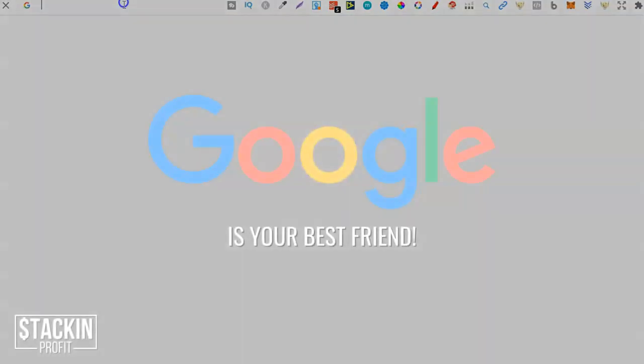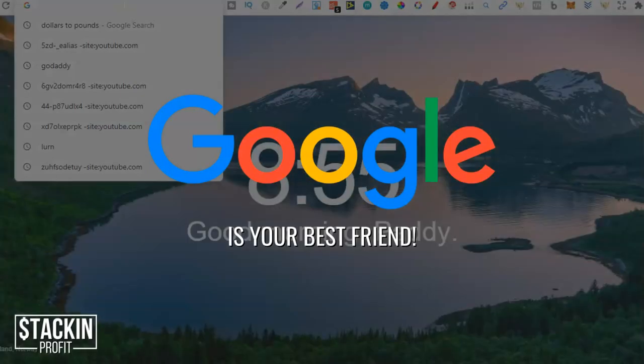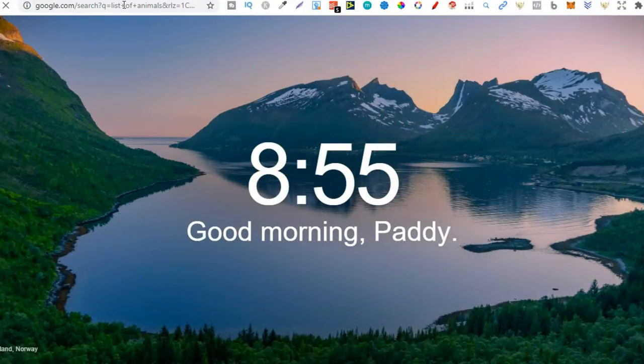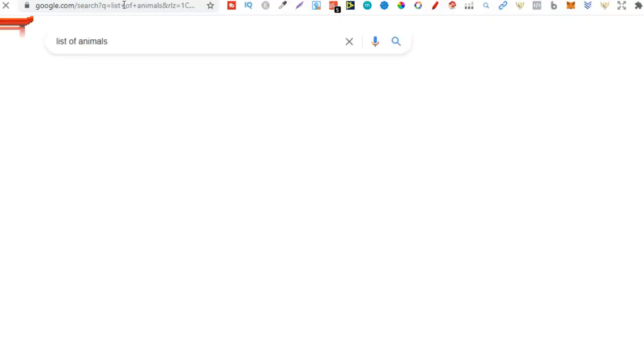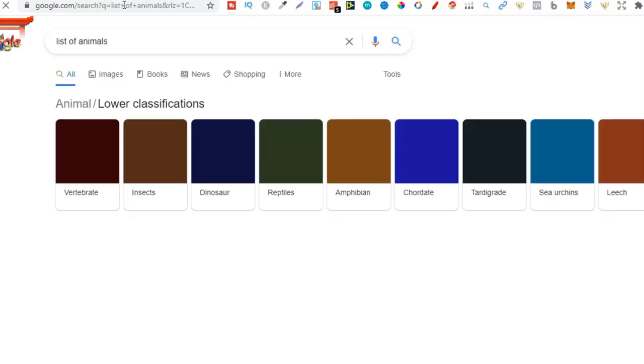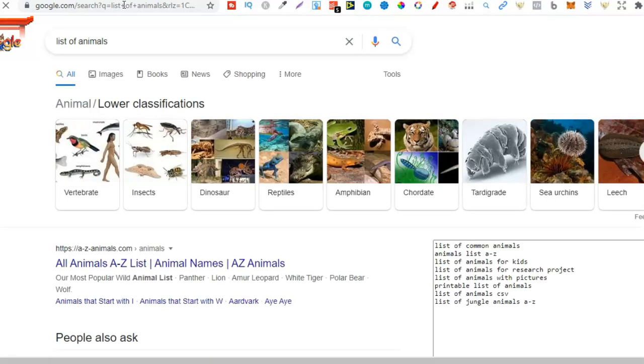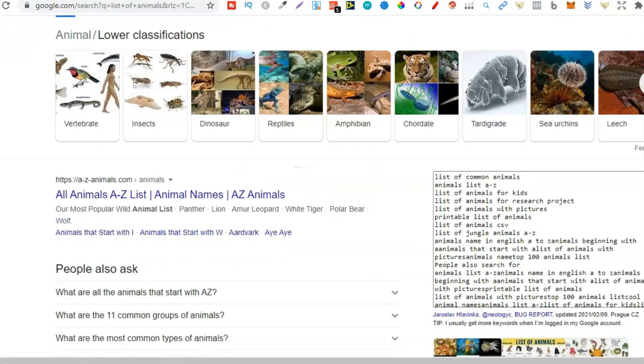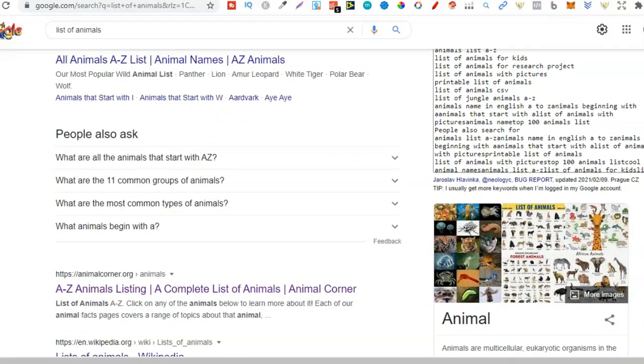We can use Google. Let's type in list of animals. This is going to pull up lots of different websites where people have already put this information together. We can go through, find these lists, and then see if there's demand over on Amazon. Right here we have insects, dinosaurs, reptiles, amphibians, sea urchins, leeches, and so many different types of animals, because there are literally thousands of animals.